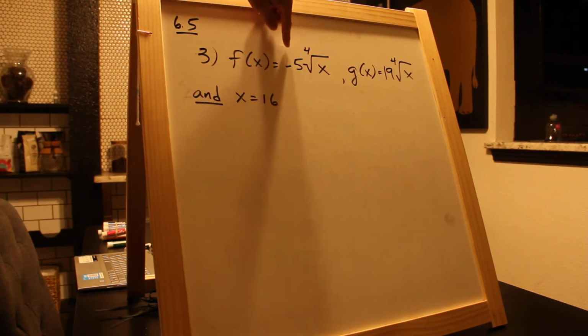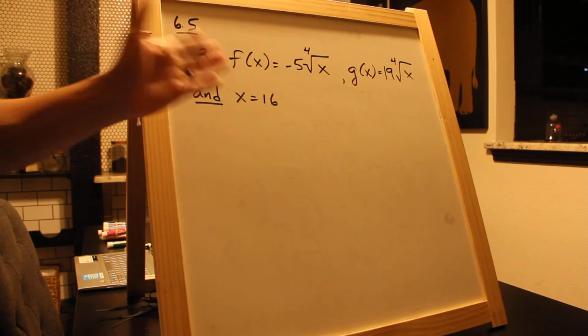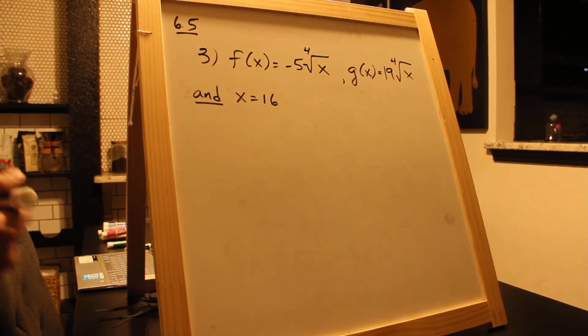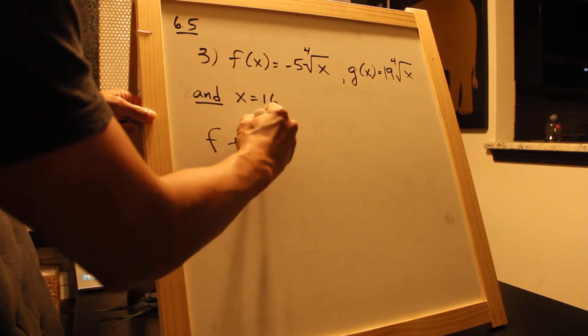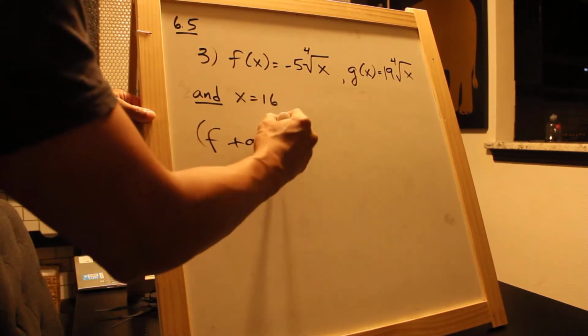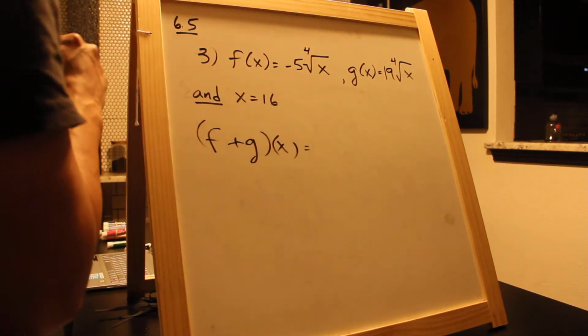f of x is -5 times the fourth root of x. g of x is 19 times the fourth root of x. And for the second part, x is equal to 16. Okay, so they want you to perform f plus g of x. What that means is I'm going to add these two together.